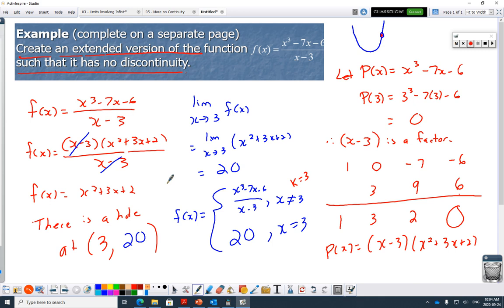There's the answer right there to the question. There's the extended version of the function where I added on to my definition of the function to fix the hole. Can we always do that? No. You can't fix something that's got a vertical asymptote. There's no way to fix that. But I can fix a hole because I can just put a dot in it. That simply.